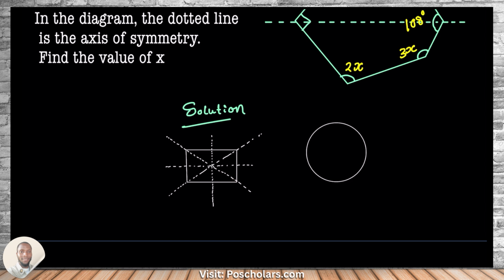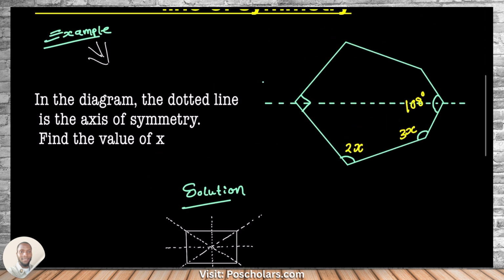Now, for me to know you are following, how many lines of symmetry do you think a circle has? If you know it, drop your answer in the comments. So I won't tell you the answer to this. Just drop your answer in the comments, right? Now you know the concept of line of symmetry. So let's solve the problem we have here.